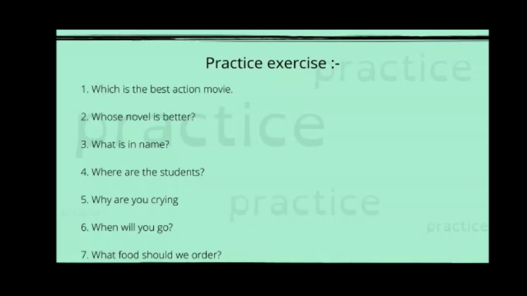What food should we order? What food? Food is a noun, and what is placed next to the noun, so it is an interrogative adjective or interrogative determiner. So now we are done with the quiz. I hope we all are now able to identify interrogatives correctly in a sentence, whether it is an interrogative adverb, interrogative pronoun, or interrogative determiner.